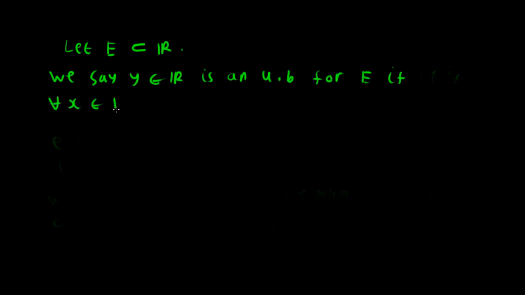Now, we're going to look at a concept called an upper bound. Okay, now you may have seen this before, but we say y in R is an upper bound, so I'm going to write UB for upper bound, for E if for every x in E we have x is less than or equal to y. Okay? So y is just an upper bound. It just bounds things from above in E.